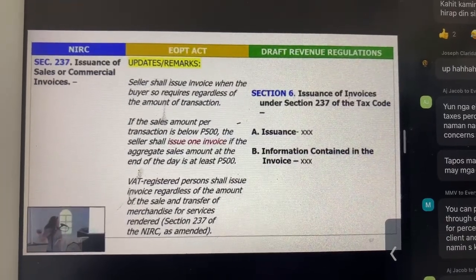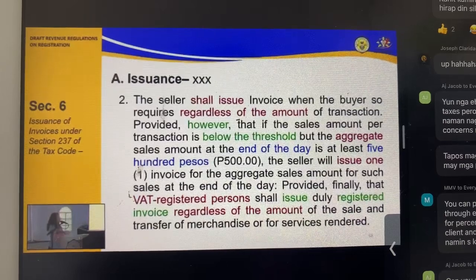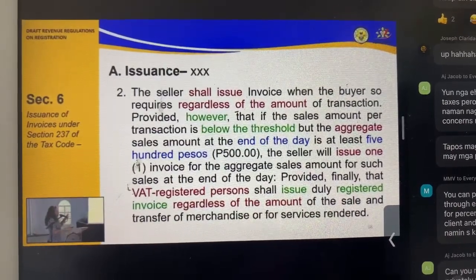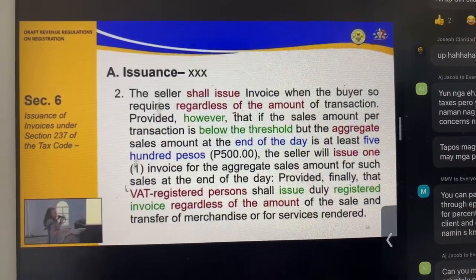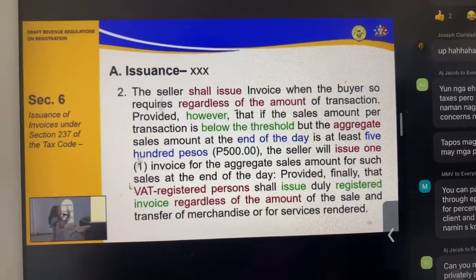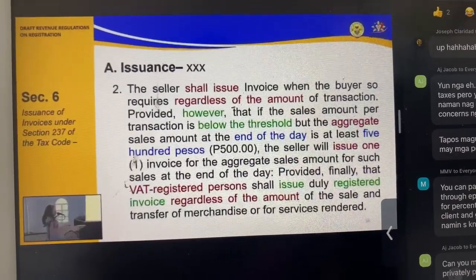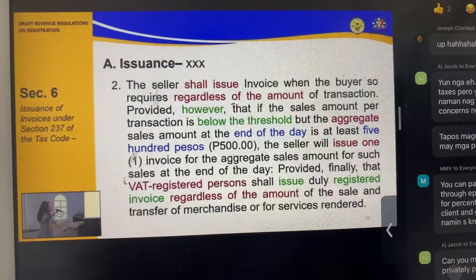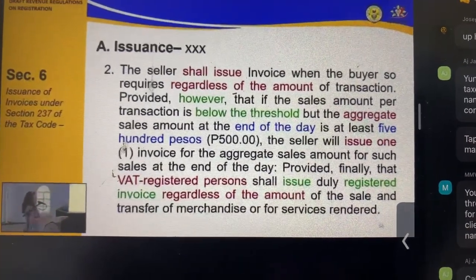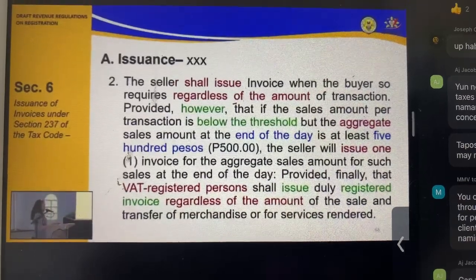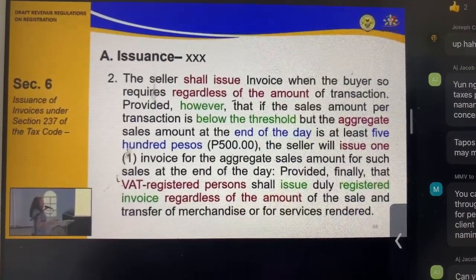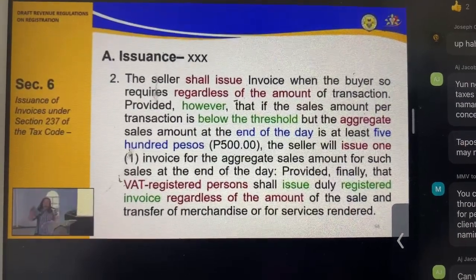Okay. Let's go to the revenue regulation. Basically, link up lang din po natin kung ano yung nandun sa batas, no? Pero in English lang po ng konti. The seller shall issue invoice when the buyer so requires, regardless of the amount of transaction. Provided, however, that if the sales amount per transaction is below the threshold, but the aggregate sales amount at the end of the day is at least 500 pesos, the seller will issue one invoice for the aggregate sales amount for the day. And finally, VAT registered person, seller, and buyer, regardless of amount, should issue an invoice. So yan din po, binago na lang, no? Yung restate lang siya.